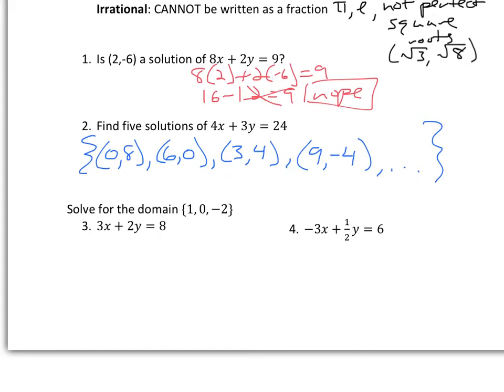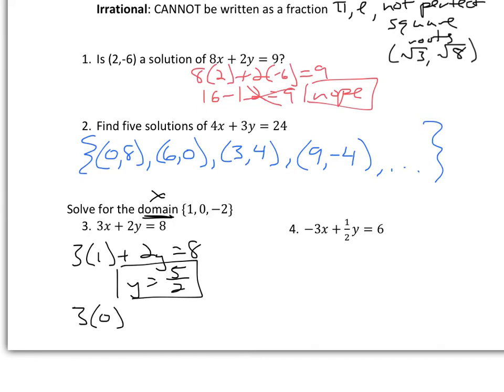Now we're just going to solve for the domain: 1, 0, -2. Start by plugging in, remember domain means x. So that's what we're plugging in for the x's. We've got 3 times 1 plus 2y equals 8. So 2y equals 5, and y equals 5 over 2. So there's 1.